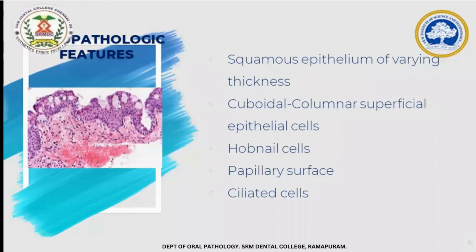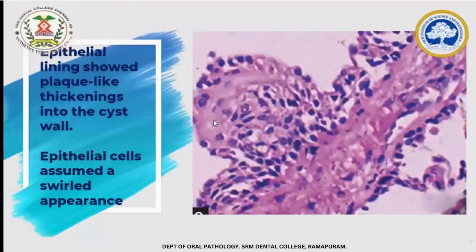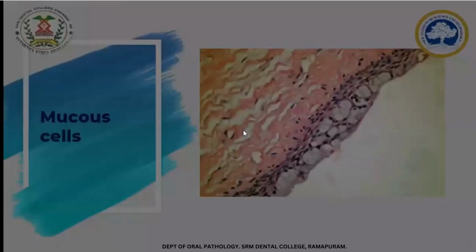The surface of the lining epithelium may present as hobnail cells, with papillary projections, or with ciliated cells. We'll be discussing them in detail. So these are the epithelial plaque-like thickenings. You see similar histopathology in lateral periodontal cyst also. These epithelial plaque-like thickenings project into the cystic lumen. This is one of the presentations, and it is similar to your lateral periodontal cyst.